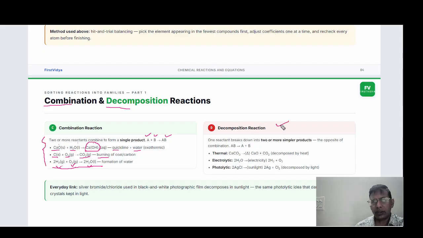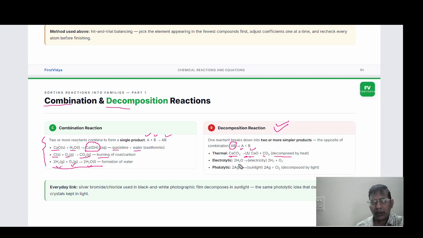Then comes decomposition reaction. What is decomposition reaction? Suppose a reactant is such that if we heat it, or with the help of some other reactant, some catalyst or anything, it decomposes into two parts. So the reactant is AB and the products are A and B. An example is thermal decomposition. CaCO3, calcium carbonate, if we heat it, this is the sign of heating, the triangle, it will form CaO plus CO2. So that is decomposition by heat.